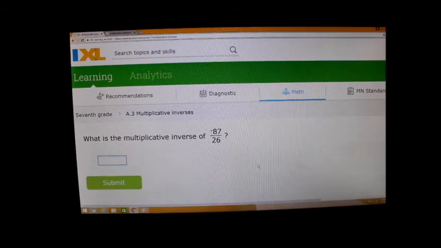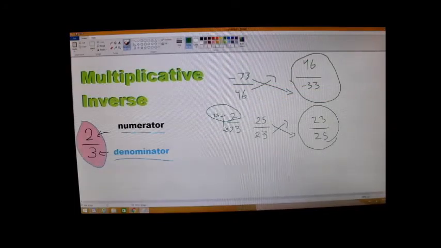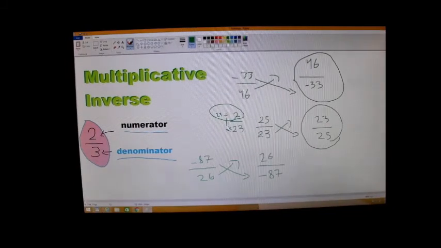What is the multiplicative inverse of -87 over 26? The question is asking us to find the multiplicative inverse of -87 over 26. First, we switch the position of these two numbers. Therefore, 26 goes on the top and -87 goes on the bottom. And that's our answer.